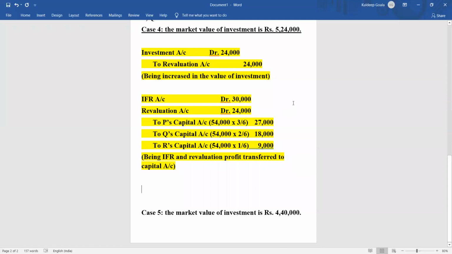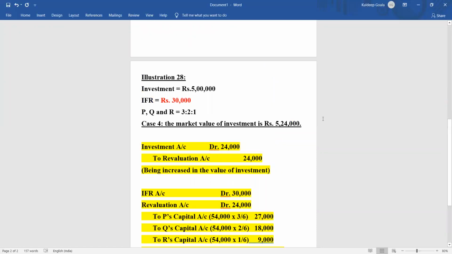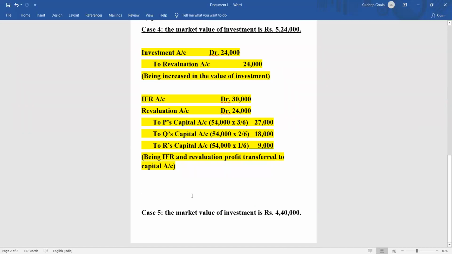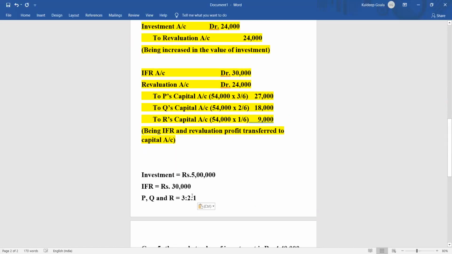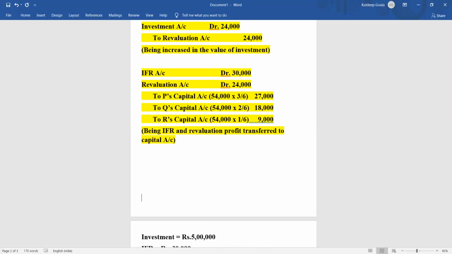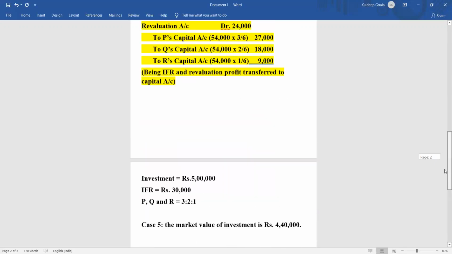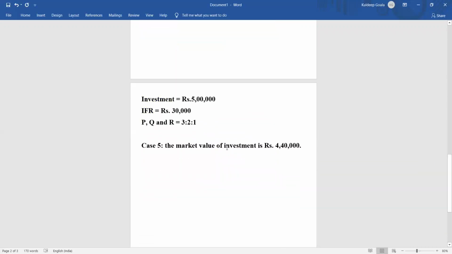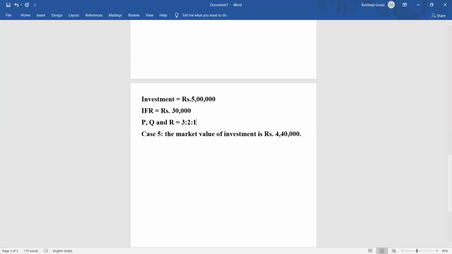We know our investment value and everything, but for your convenience I will copy it once again and keep it along with case number 5, so that you can easily compare. Hopefully case 4 is clear to everyone. Now we'll go to case number 5. Investment value was also 5 lakh, same thing. Investment fluctuation reserve was 30,000, and P, Q and R are in the ratio 3:2:1.